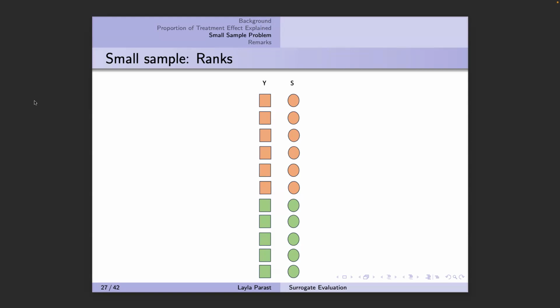Now, if I saw something like this, I would want whatever method I came up with to say, this looks like a good surrogate, right? Like the treatment groups are separated in the Y's. There seems to be a treatment effect if I look at the Y's. There also seems to be a treatment effect if I look at the S's. This is just where I started. Like I want something that would say, probably a good surrogate.